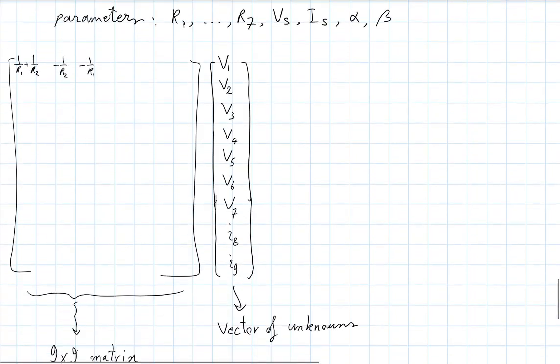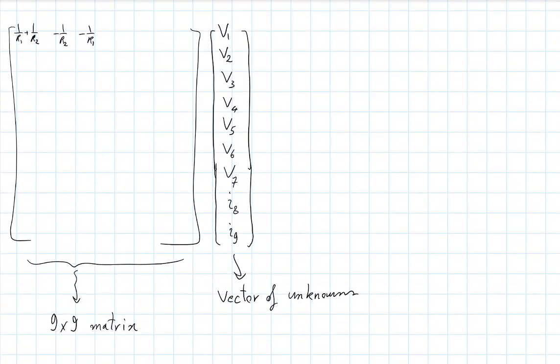So all the other factors here have to be 0. The factors that multiply V4, V5, V6, V7, I8, and I9. So 0. So basically you have one element here, another here, another here, and 6 zeros here. And similarly for all the other equations.